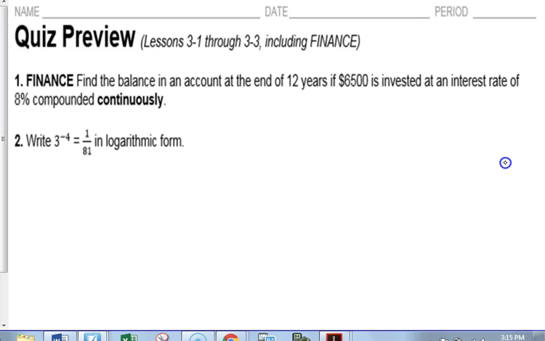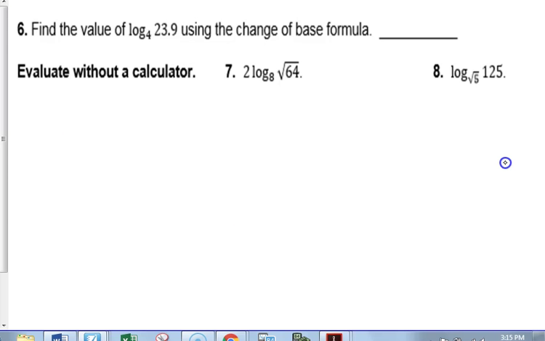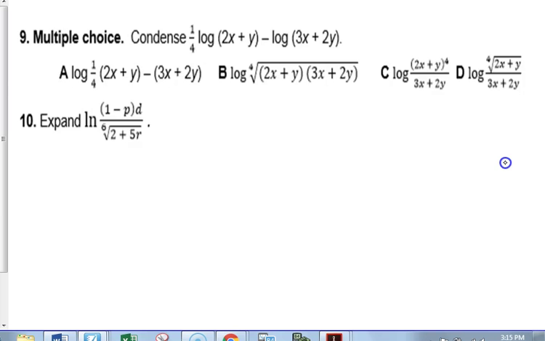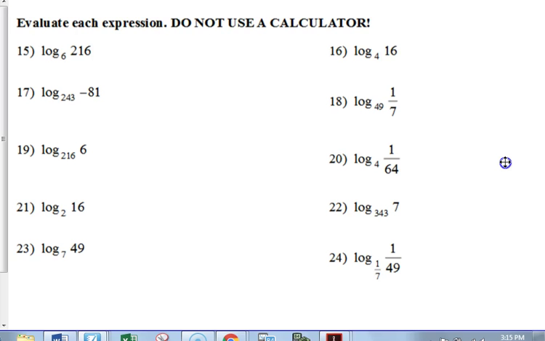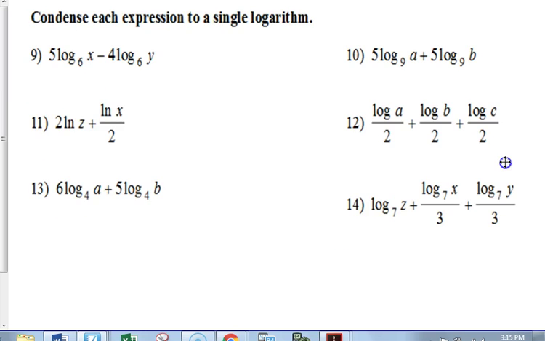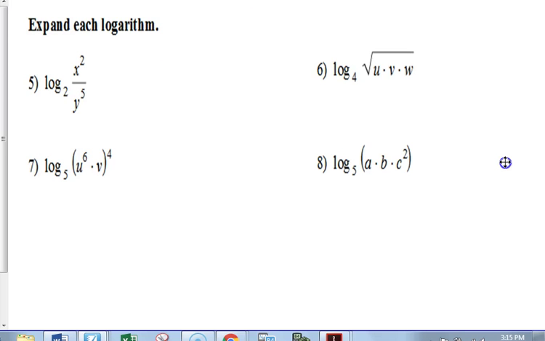Okay. What do you want to talk about? You want to go over the no calculator questions? You want to go over the expanding and compacting? Every other class today has asked me about number 6. Do you know how to rewrite number 6?